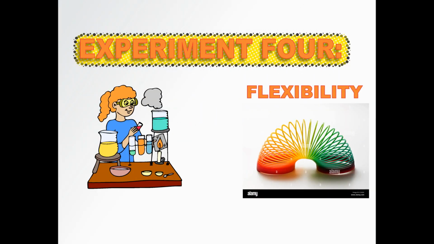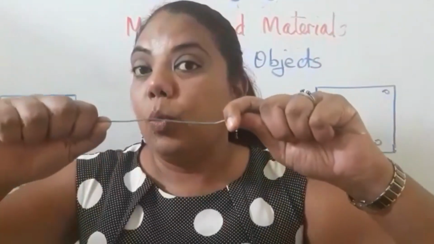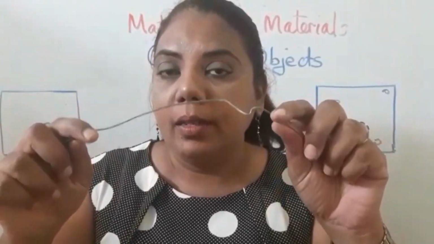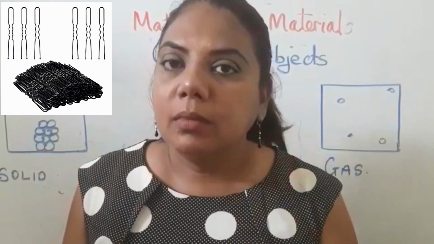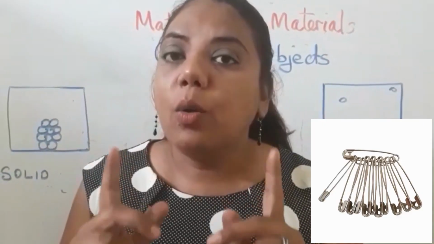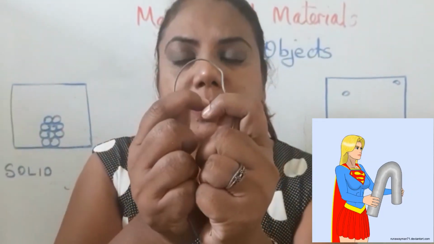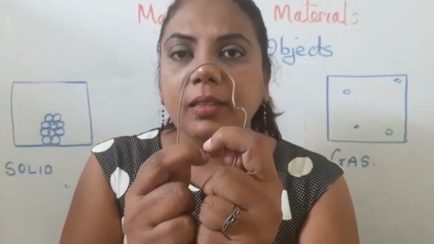It's a force. In this experiment, all we need is a piece of wire. There are other things made of wire, like bangles, hairpins, and safety pins. They are all made of wire. What changes its appearance is when we bend the wire. It changes its appearance from straight to bent.